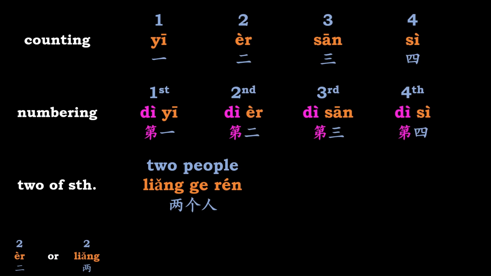So let's review these rules one more time. When counting, we use 二: 一二三四, never 一两三四. When numbering, we use 二: 第一第二第三第四, never 第一第两第三第四. And when we want to say two of something, we use 两: 两个人. So never 二个人.